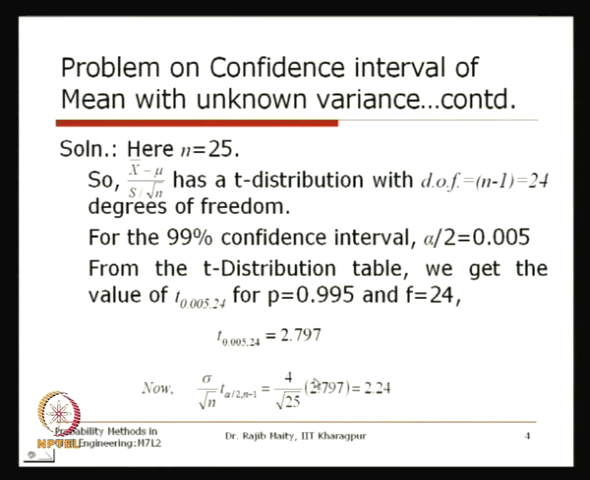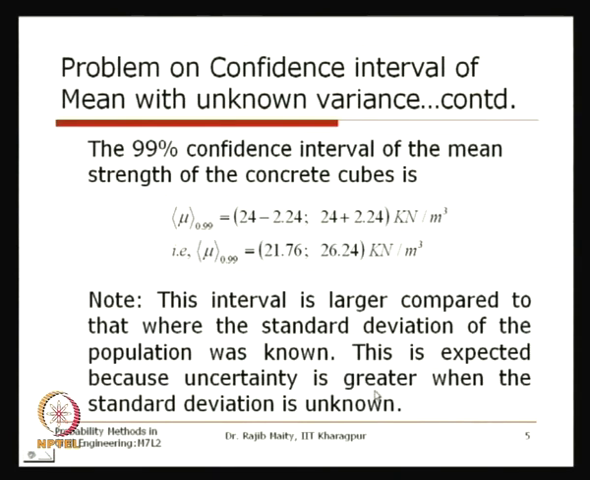So now this will be s, as I just discussed, a sample estimate. So, s divided by square root n multiplied by t alpha by 2, n minus 1. This quantity now becomes 4 by square root 25 multiplied by this value, which gives 2.24. Now, the 99% confidence interval will be the sample mean, which is 24, minus 2.24 and 24 plus 2.24, that is, the 99% confidence interval is 21.76 to 26.24.